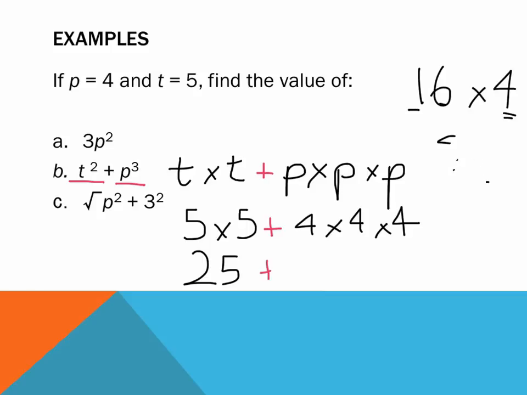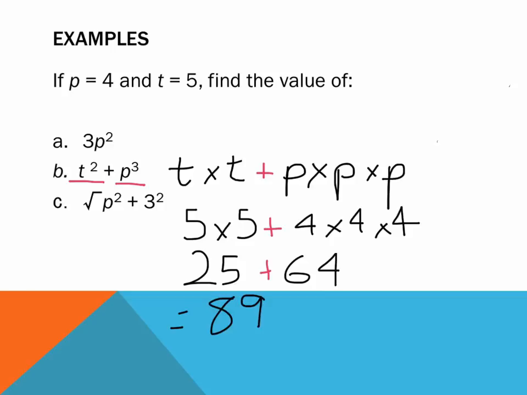See how I worked that out, guys, in my head? I don't know my 16 times tables, but if I break it down, it makes it so much easier. Plus 64. 25 plus 64 equals 89. One step at a time, just nice and slow.